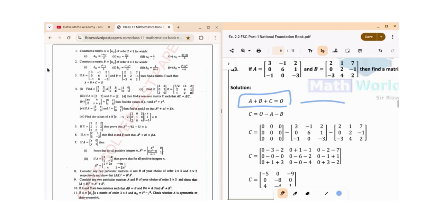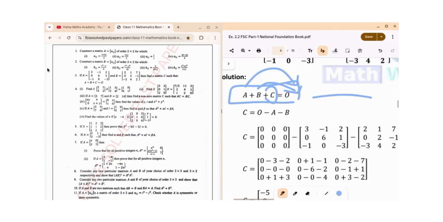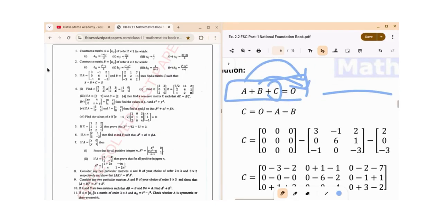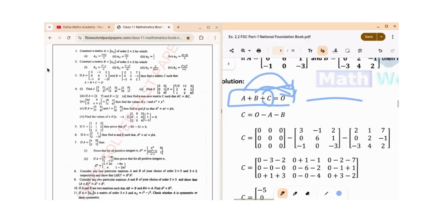Now how are we supposed to find C? All we're going to do is take A onto this side, and take B onto this side as well. So we're left with C alone. As you know, when you switch sides, the signs also change. So C is now going to be equal to 0 minus A minus B. I hope that makes sense.